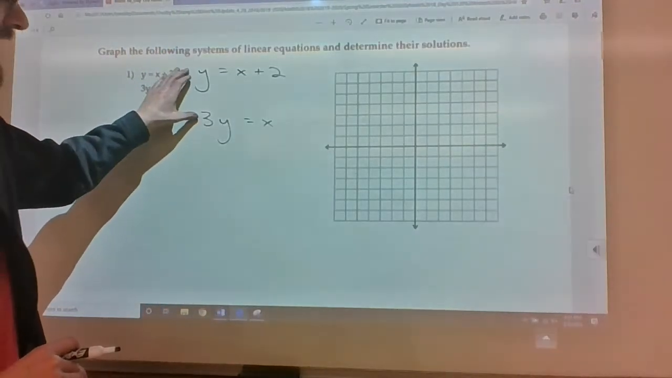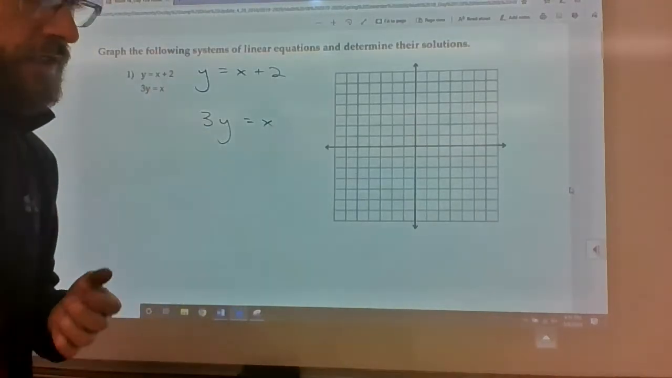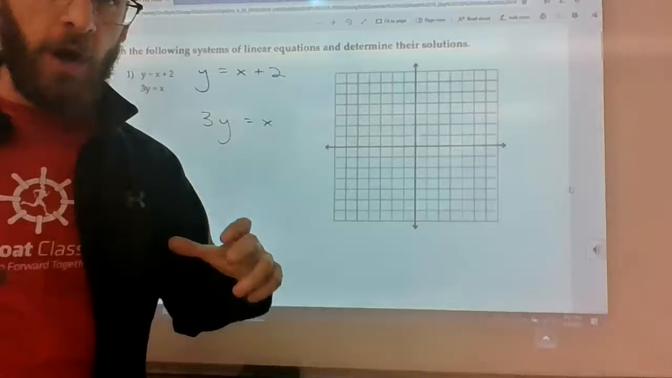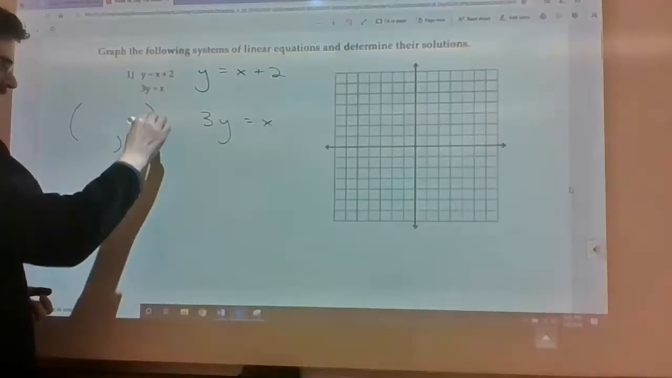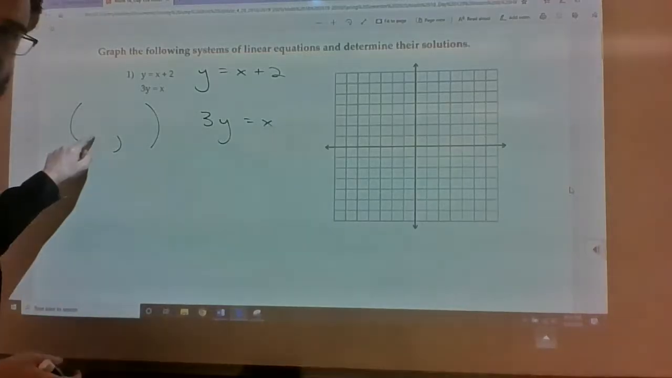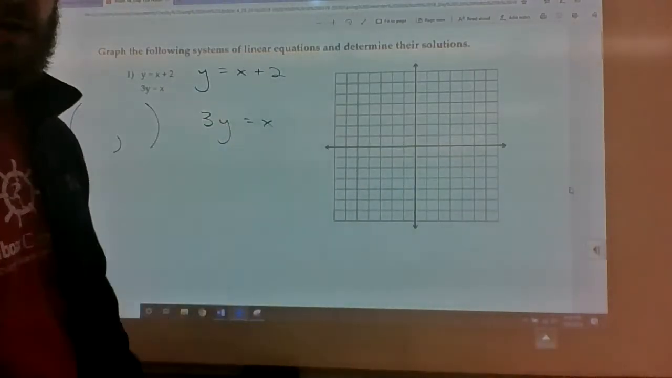This is the part where you have two equations to deal with, and their point of intersection is going to be the solution. So your solution is going to be an xy coordinate, something like this. Let's not forget that. There's going to be a number here, there's going to be a number there, and it's going to represent the point of intersection between these two lines.